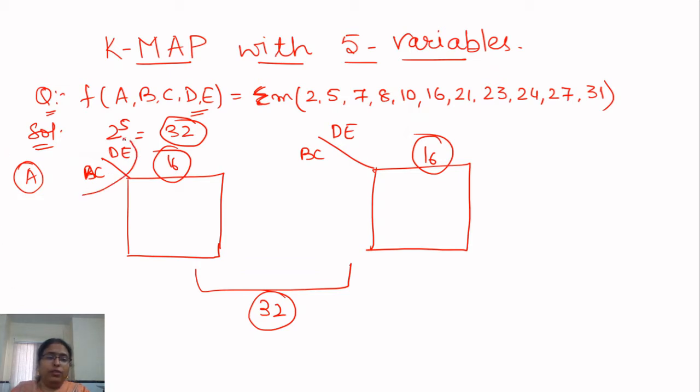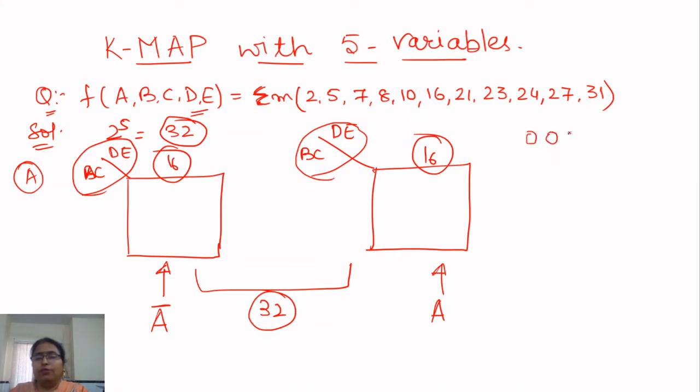Now 4 variables here, 4 variables here. Where comes the 5th variable? The variable is A, that is A bar for this one and A for this one. When you go for the counting of the binary, for the 32 there will be 5 variables, right? A, B, C, D and E. You see it is 0, 0, 0, 0, 0, then 0, 0, 0, 0, 1, and so on.